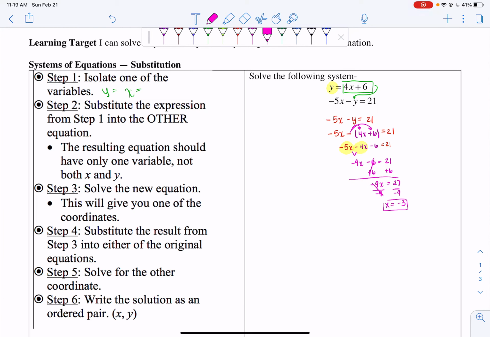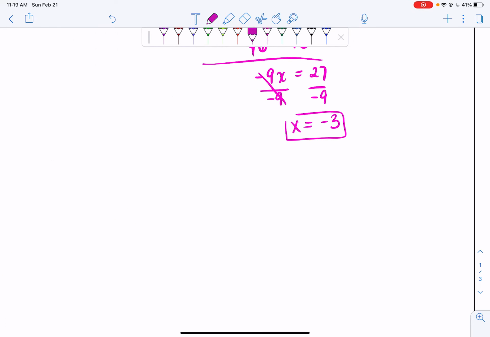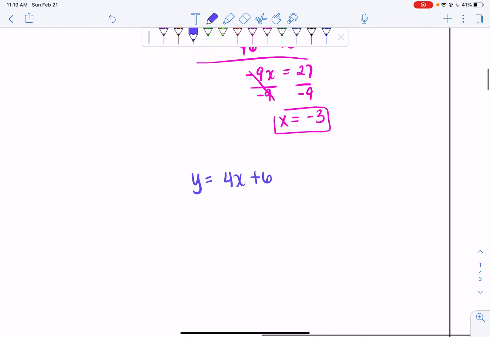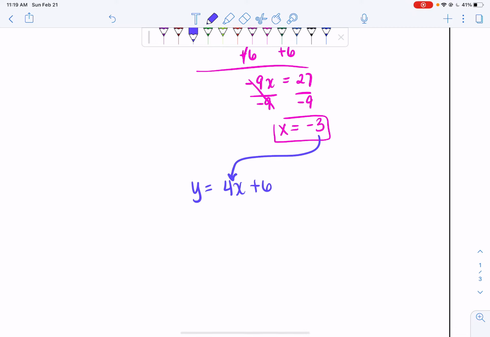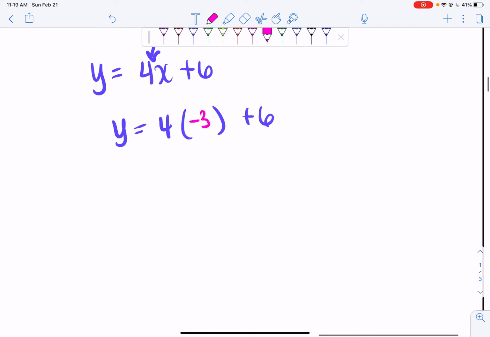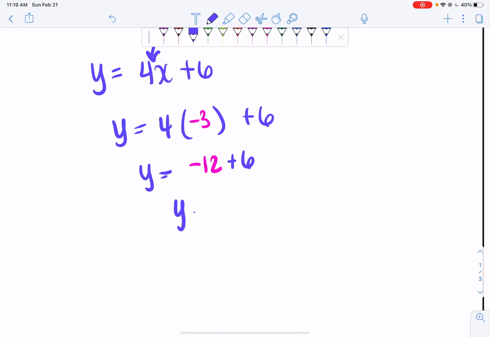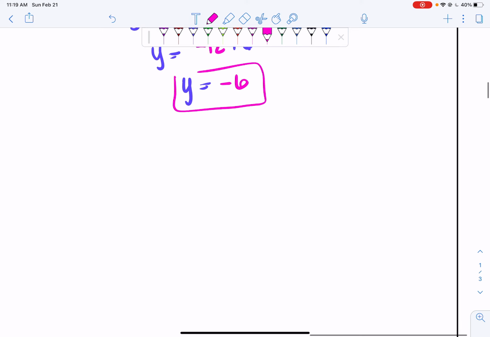Step 4 says substitute the result from step 3 into either of the original equations. I'm going to put it into my y equals 4x plus 6. So I write y equals 4x plus 6. Let me just make sure. Yep, 4x plus 6. And everywhere I see an x, I'm going to plug in a negative 3. So I have y equals 4 times negative 3 plus 6. 4 times negative 3 is a negative 12. Negative 12 plus 6 is a negative 6. And that's your final answer. Negative 3, negative 6.